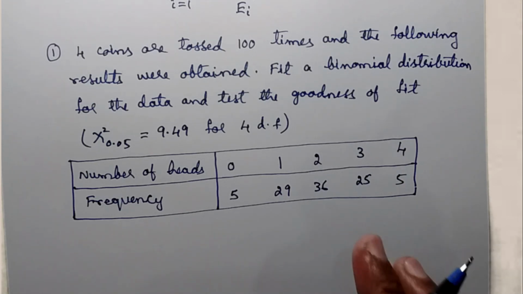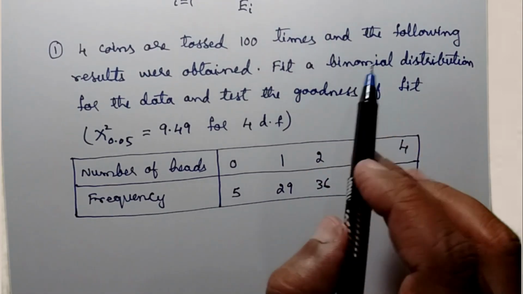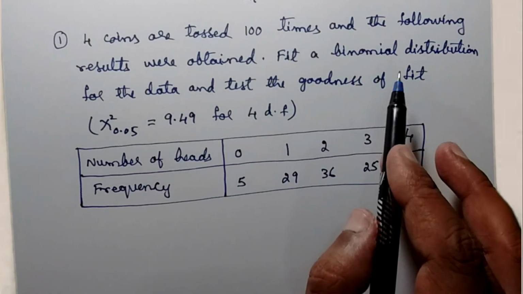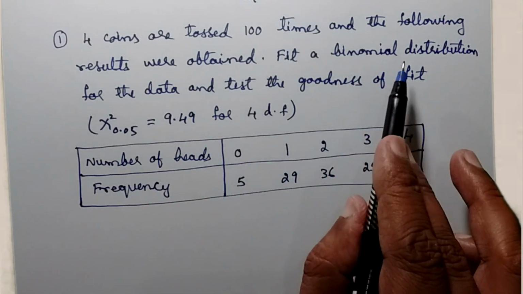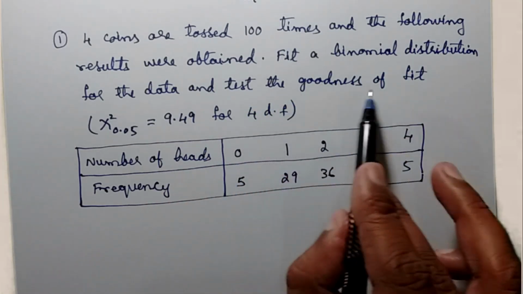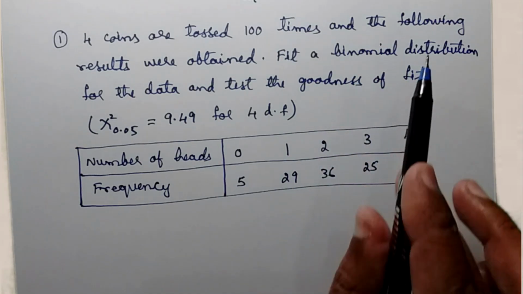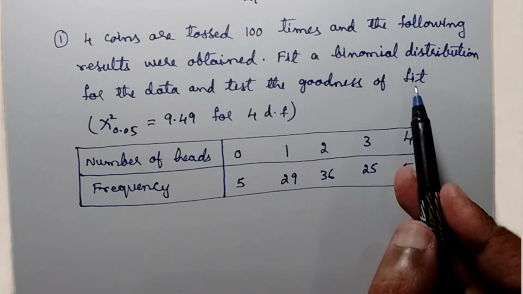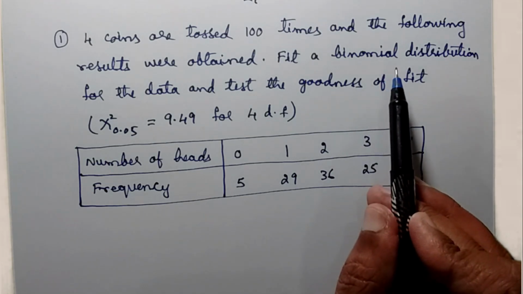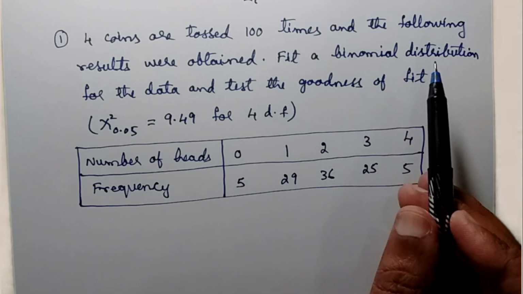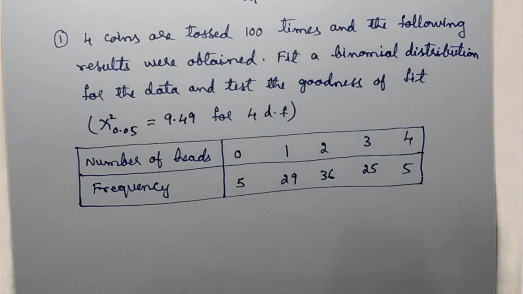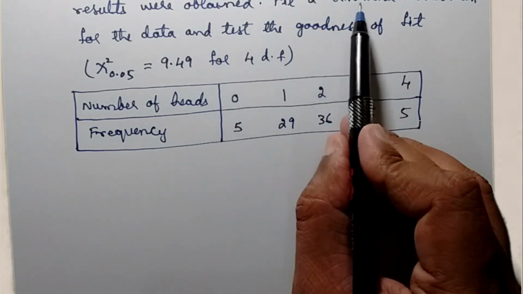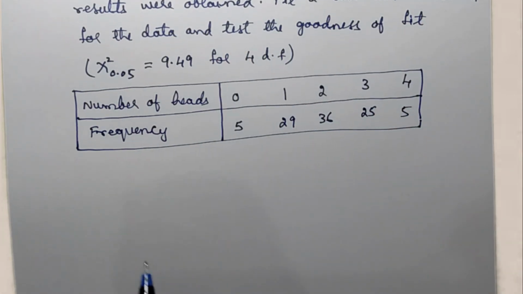What we need to calculate are the expected frequencies using the binomial distribution. Finding the expected frequencies using the binomial distribution is nothing but the test of goodness of fit. So let us use the binomial distribution and find the frequencies, which we call theoretical frequencies. In one of my videos I have already shown you how to find the binomial distribution. You can refer to that video, or in this video also I will show you how to find the expected frequencies using the binomial distribution.